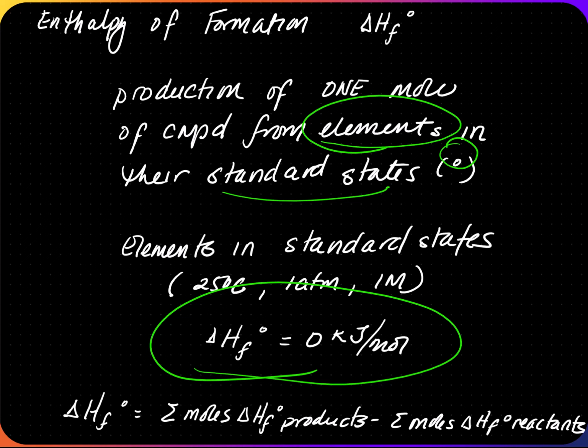So if hydrogen is labeled as a gas on the periodic table at room temperature, it is a gas at room temperature and 1 atm. So the value of that is 0. The equation just becomes delta H naught of the reaction is equal to the sum of the moles times delta HF naught of the products minus the sum of the moles times the delta HF naught of the reactants.